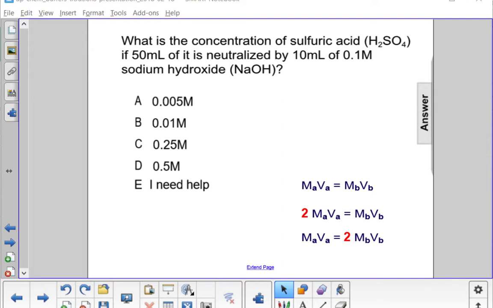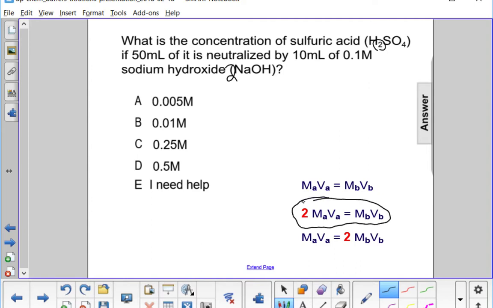What is the concentration of sulfuric acid H2SO4 if 50 milliliters of it is neutralized by 10 milliliters of 0.1 molar sodium hydroxide? So we have 2-to-1 base to acid stoichiometry here, where we need a 2 to account for the 2 here. When that's true, we use this equation right here.